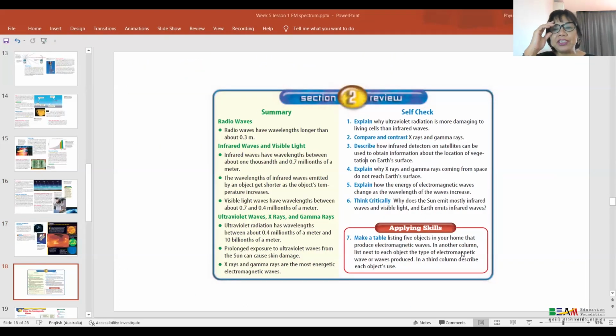And I think we finished number 1, have we? Yes, finished number 1 in class the other day? Yes or no? Also number 2. Oh, number 2 as well. Okay. 3, describe how infrared detectors on satellites can be used to obtain information about the location of vegetation on Earth's surface. Okay, I said I'm going to call your names to answer my question.